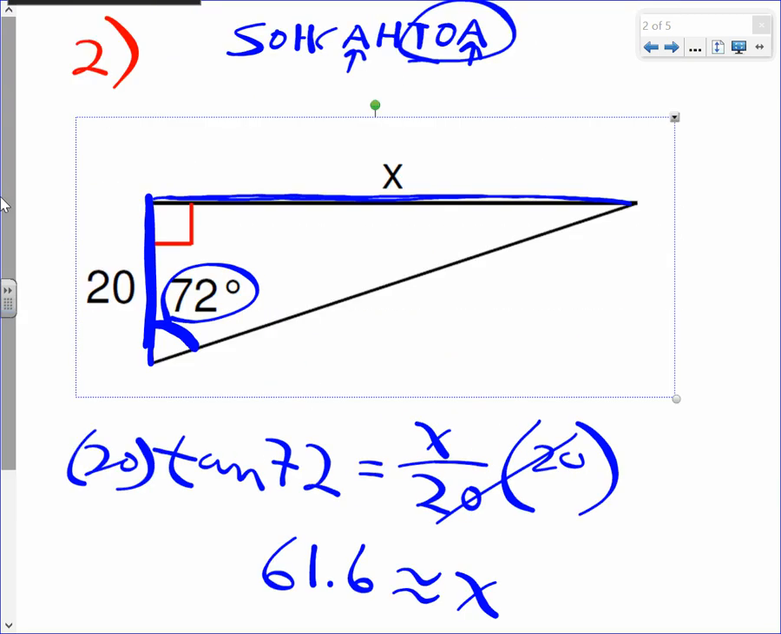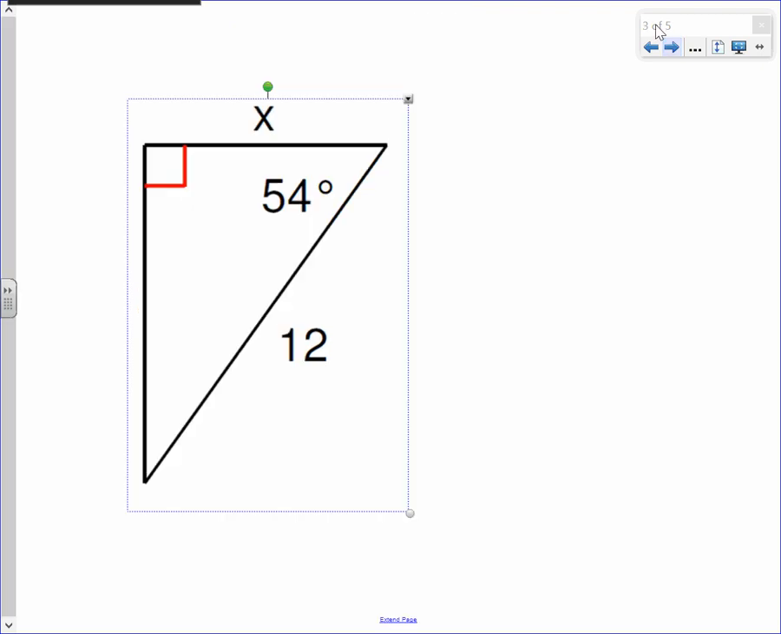It's in SOHCAHTOA order. This tells you the whole thing you need to know. Sine is opposite over hypotenuse. Cosine is adjacent over hypotenuse. Tangent is opposite over adjacent. Just a memory device. That's all that word is. Now, let's do number 3 now. Here we go. Number 3.